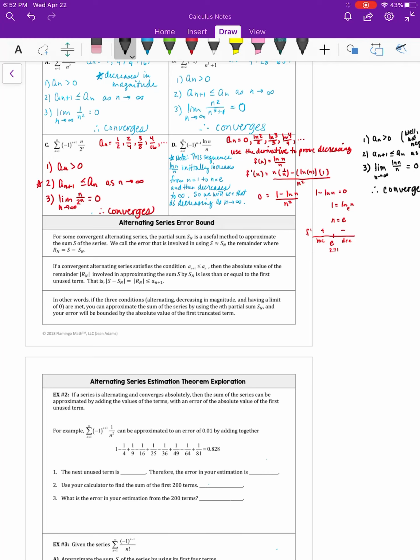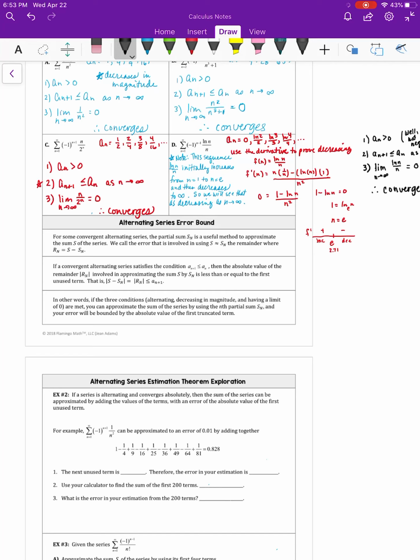This is going to have a lot of vocabulary in it that you might not be comfortable with yet, but just bear with me. For some convergent alternating series, the partial sum, S sub n, is a useful method to approximate the sum S of the series. We call the error that is involved in using S sub n as an approximation for S the remainder, where R sub n is equal to S minus S sub n.